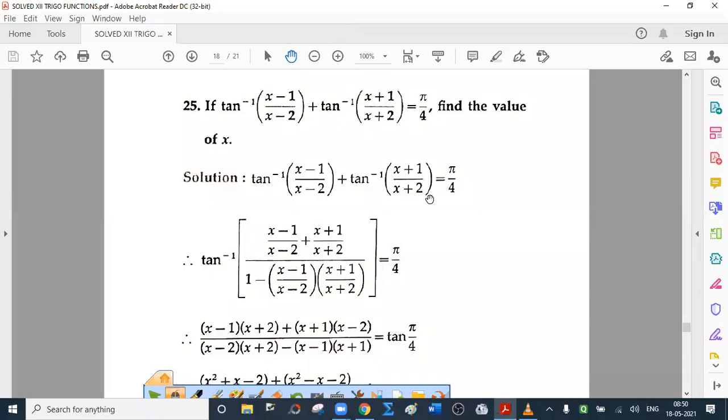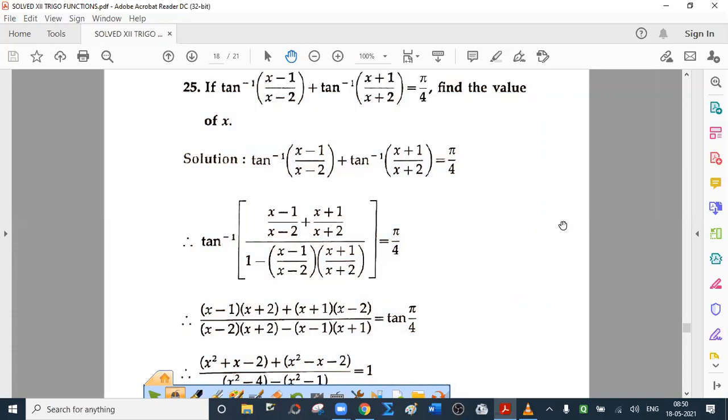25th, let me explain. You have to write the solution after the lecture. If tan inverse x minus 1 upon x minus 2 plus tan inverse x plus 1 upon x plus 2 is pi by 4, find the value of x. Now use tan inverse p plus tan inverse q formula. It is tan inverse p plus q upon 1 minus pq. Now multiply numerator and denominator by x minus 2 into x plus 2, right? So this is nothing but tan pi by 4 because the relation is inverted.